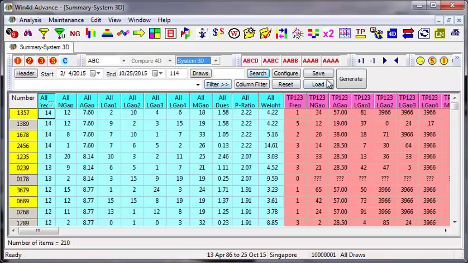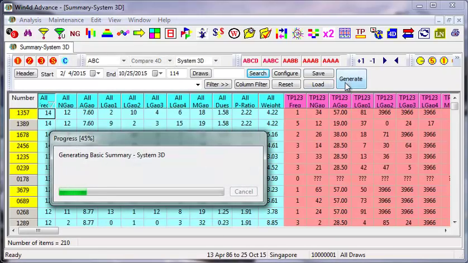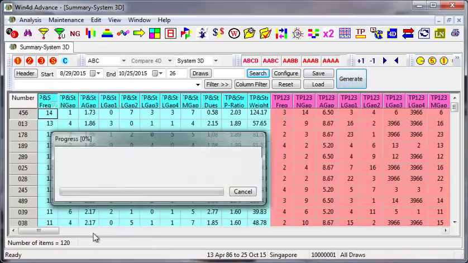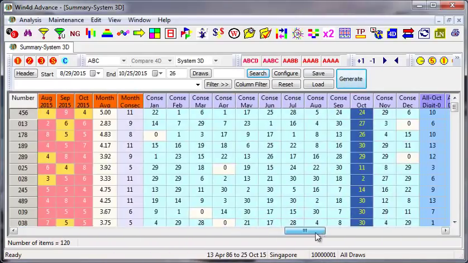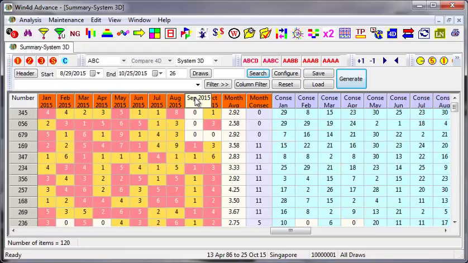Alright, we will maximize this. Same thing, top starter, without consolation. We will shift this to system 3D, click generate, and there we go. We'll take a look at the month of September. Only one set, one set of system 3D.